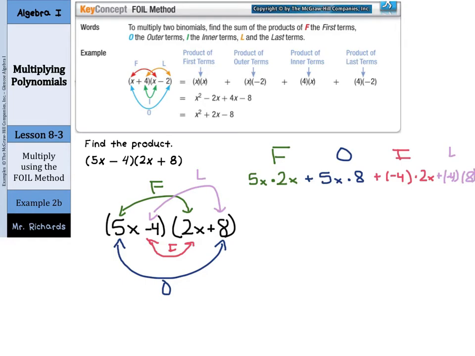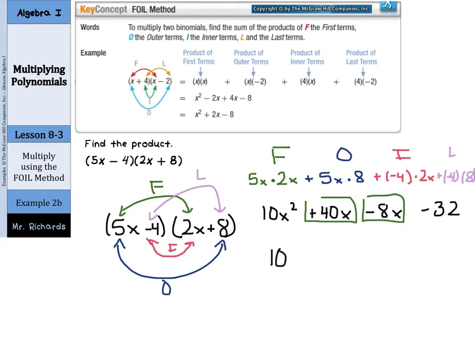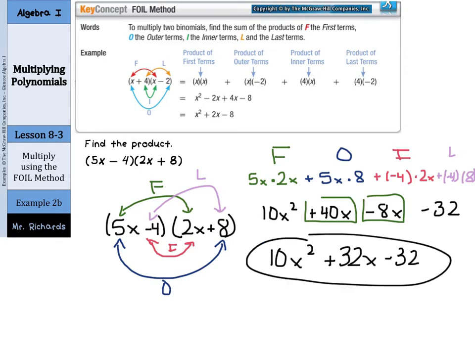And now we can simplify. 5x times 2x is 10x squared. 5x times 8 is plus 40x. Negative 4 times 2x is a minus 8x. And negative 4 times 8 is a minus 32. And once again, we can combine like terms here, and most of the time those will be in the middle. So we'll have 10x squared plus 32x minus 32, and that is our solution using the FOIL method.